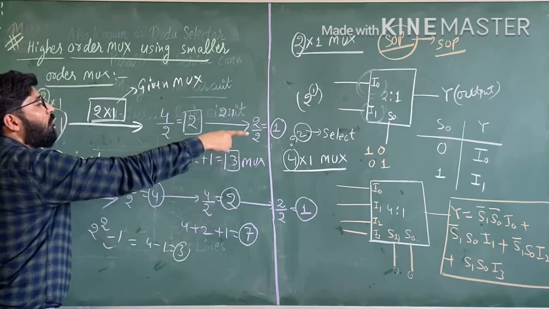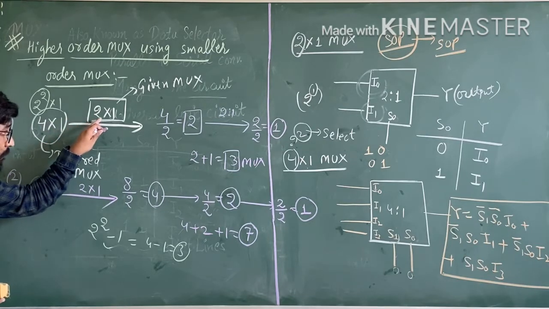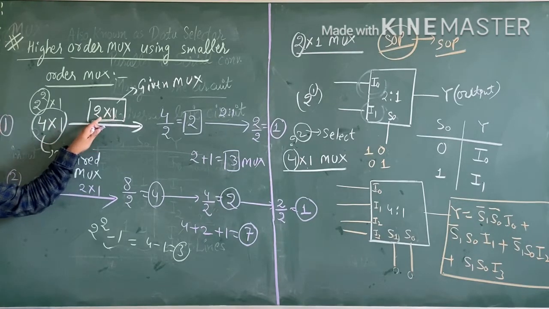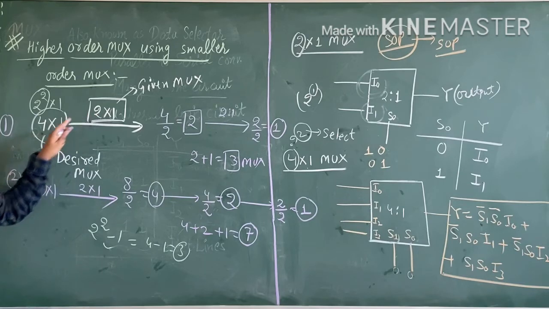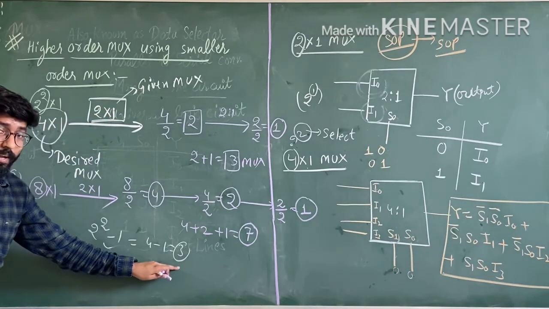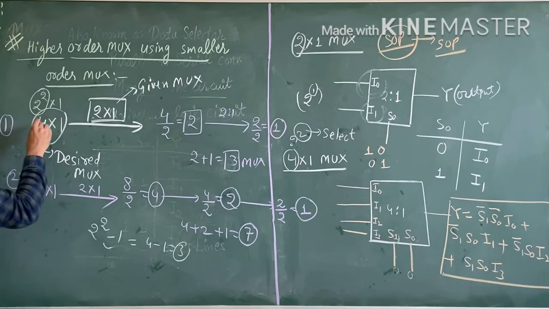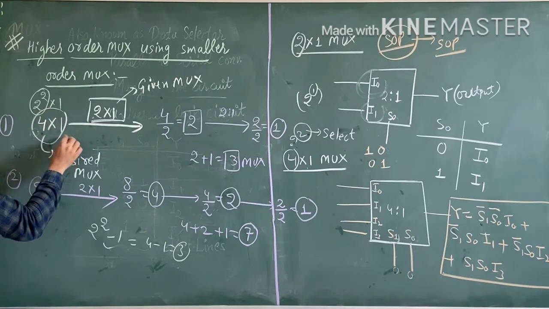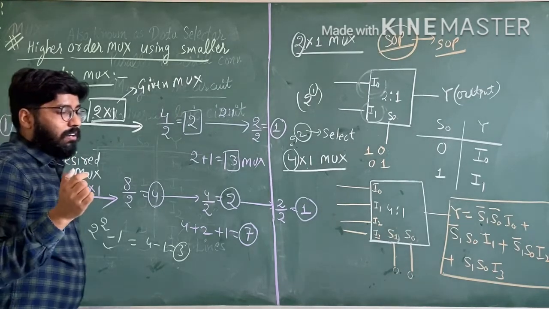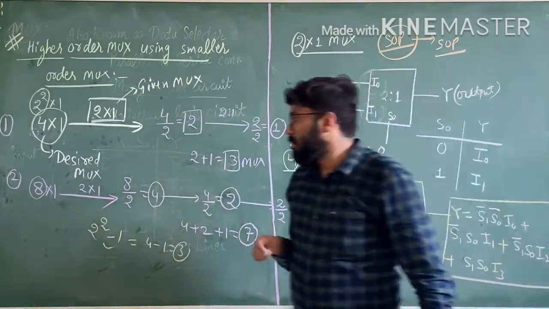So you have to avoid these conditions also. If in the question it is given that we have 2 cross 1 MUX, and suppose it is 8 cross 1 or 4 cross 1, then it is not valid. It is valid only for 2 cross 1 MUX. So you have to remember, whatever the MUX is, you have to represent it in power form and subtract 1 from that.